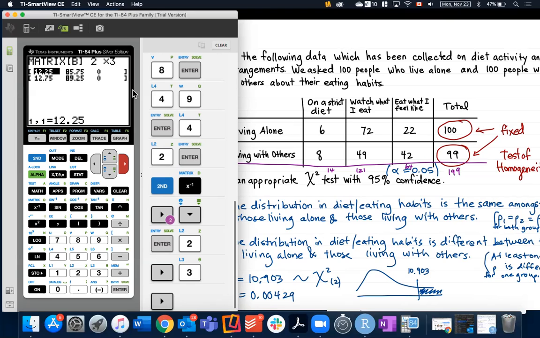Okay, so we need to work out the expected values here. So the expected value for, maybe I'll just do this cell here. The expected value for this cell here, right? I'm going to do 100, that's the row total, times the column total, which is 14, and then I'm going to divide by 199. Okay, and this is going to get kind of messy because we're going to get decimals here. So let's do everything to one decimal place. So I'll do 7.0. Okay, and the next one, maybe I'll just fill these all in here.